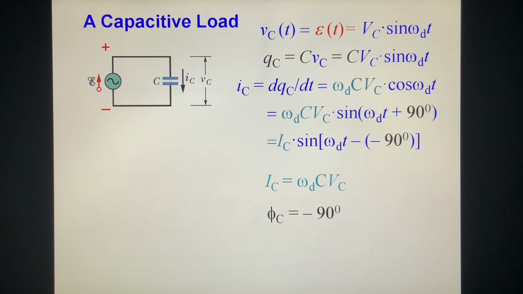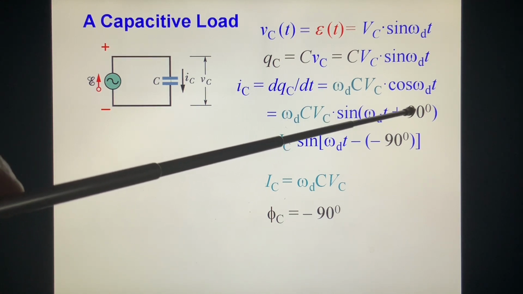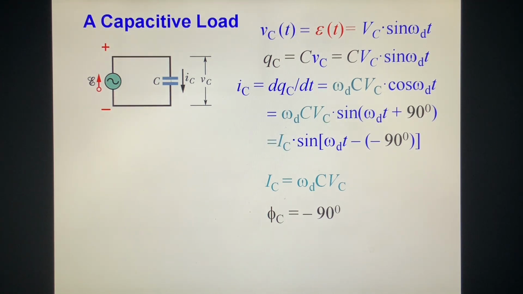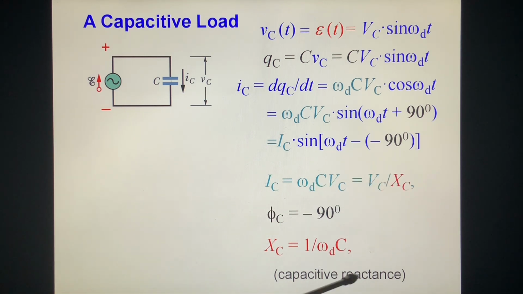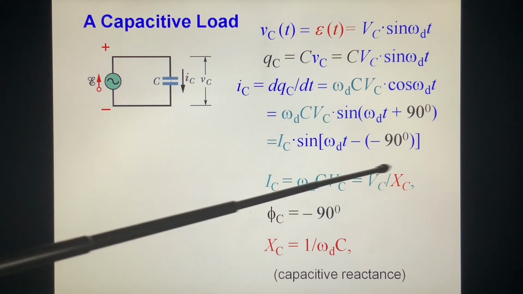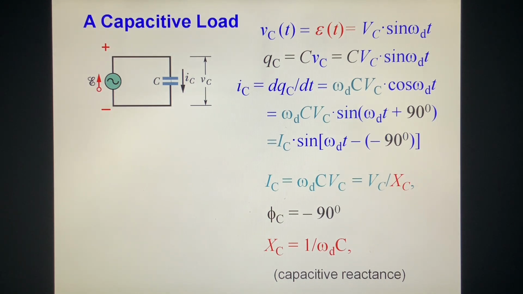Now, here I want to emphasize, you compare the IC and VC. IC is ahead 90 degrees of VC. IC is leading. Now, let's do some exercise. We set XC equal to 1 over omega C. We call this the capacitive reactance. And we rewrite IC equals VC over XC. This looks like I equals V over R in direct current. Easy to recap. You have to remember this one.